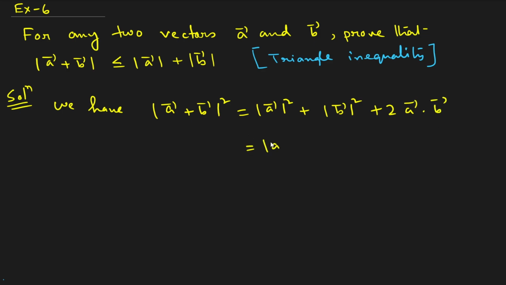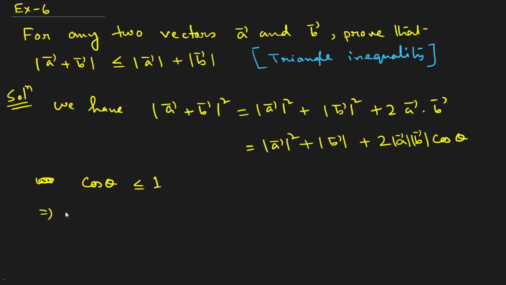So this equals modulus a bar square plus modulus b bar square plus 2 into, what is the formula for a bar dot b bar? It is modulus a bar, modulus b bar, and then cos theta. Now cos theta, that we have to consider. Cos theta is less than or equal to 1. The value of cos theta is either 1 or less than 1.